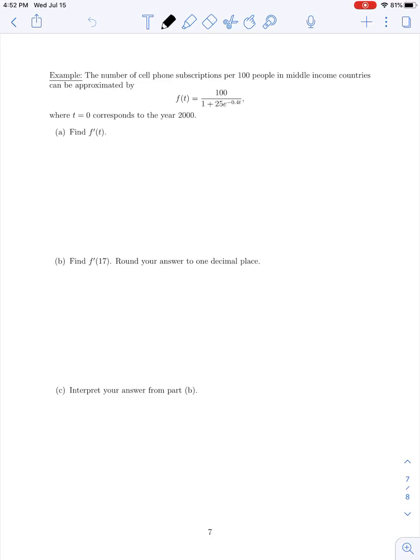Looking at the current form of this function, we see it's a quotient of two functions, so we could make use of the quotient rule, and we're also going to need to use the chain rule to find that derivative. However, if we rewrite this function as 100 times 1 plus 25e to the negative 0.4t raised to the negative first power, we can avoid using the quotient rule and just make use of the chain rule.